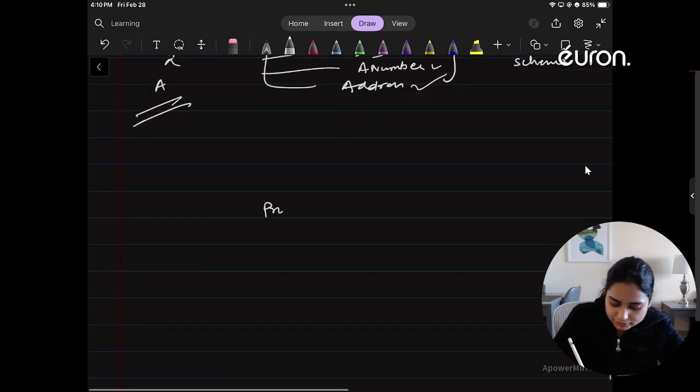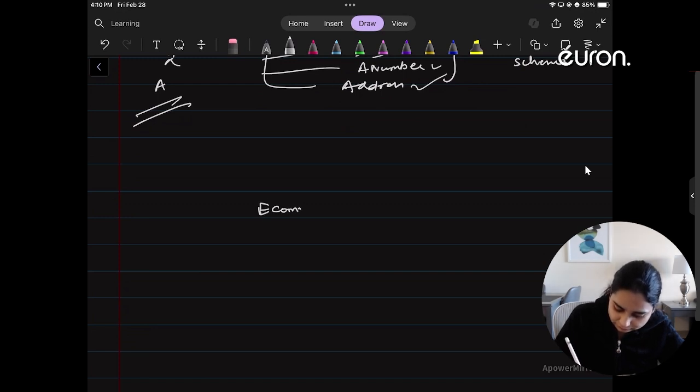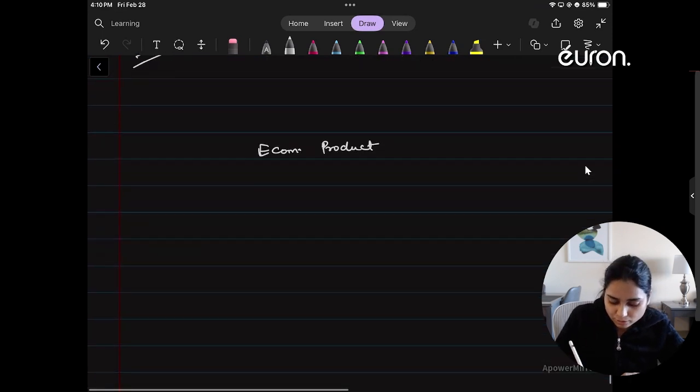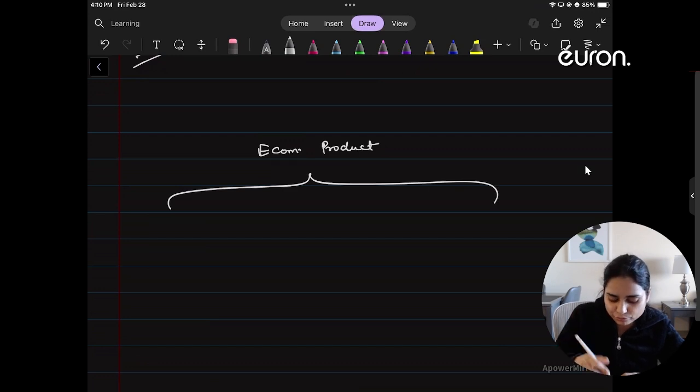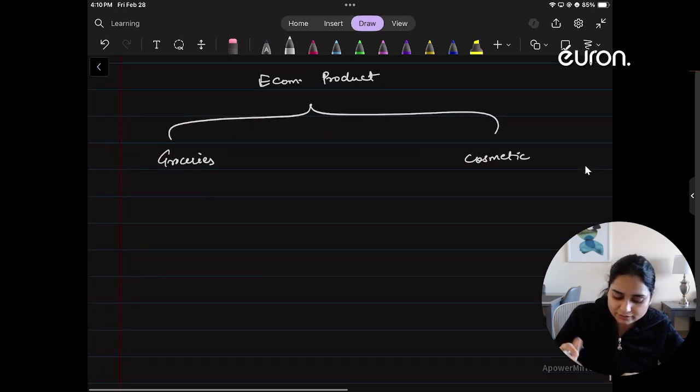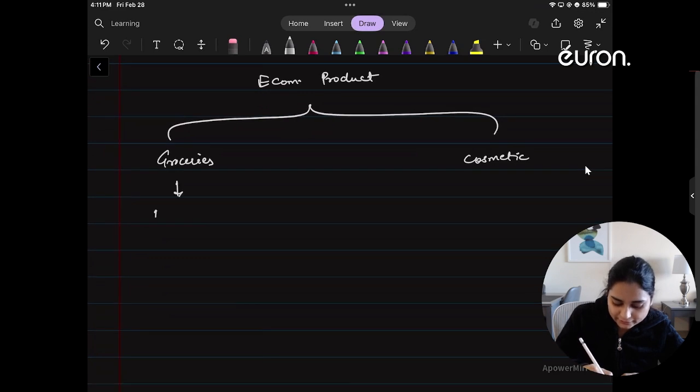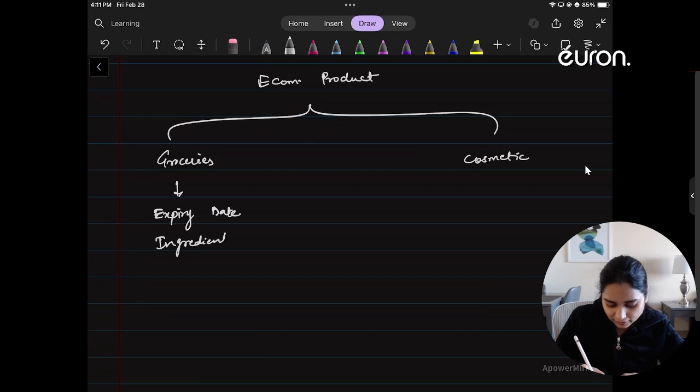But let's take the example of some e-commerce website. Some e-commerce website wants to have products. Now, what will happen? Let us say we have two categories of product. The first one is groceries. The second one is cosmetics. When you talk about groceries, we will have a different set of attributes. Here we will have an expiry date, ingredients, brand, and shelf life.